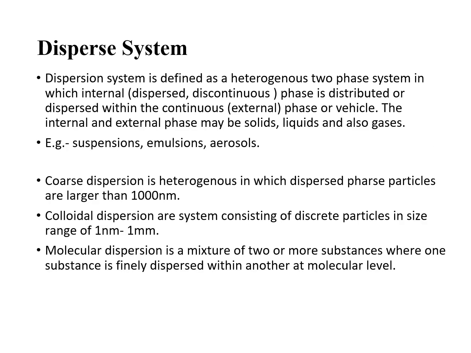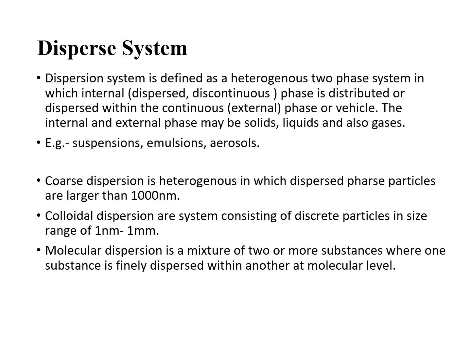Disperse system. Dispersion system is defined as a heterogeneous two-phase system in which the internal phase is distributed or dispersed over the continuous phase or vehicle. The internal and external phase may be solid, liquid or gas. Examples: suspension, emulsion and aerosols.